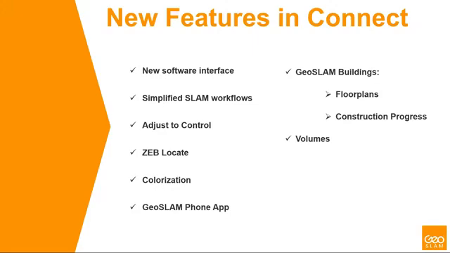So, GeoSLAM Connect is a platform that allows you to create different workflows for data processing and analysis. And this is why we are adding some core features from GeoSLAM Hub to Connect for the next release. Connect has been given a new software interface. There are simplified SLAM workflows for data processing and reprocessing, and additional features like adjust to control, ZEB Locate, or colorization by the ZEB will also be introduced in the next Connect release.